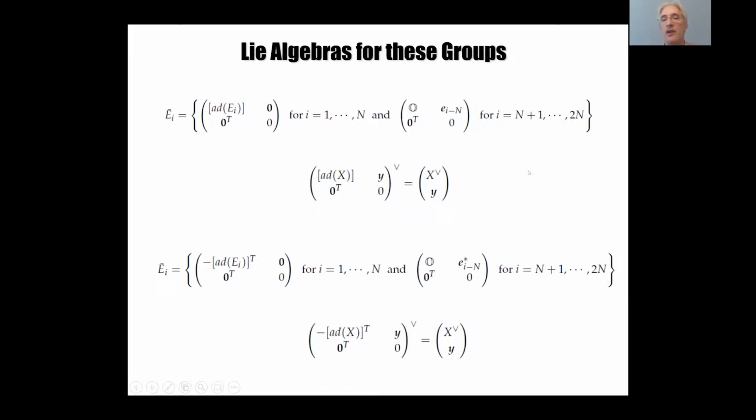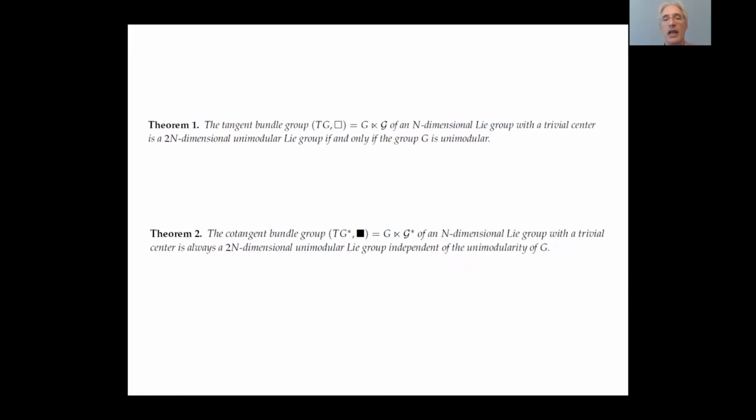Okay, so this is a very general construction, and we have these very general results. If G is a unimodular Lie group, then this semi-direct product group, 2n dimensional, the tangent bundle group will be unimodular, and the cotangent bundle group will be unimodular regardless of whether the original group was unimodular or not, okay? So if this is known, please let me know because we didn't find it anywhere.